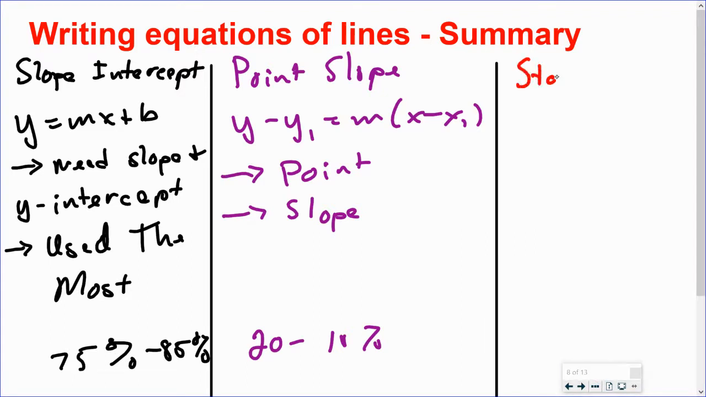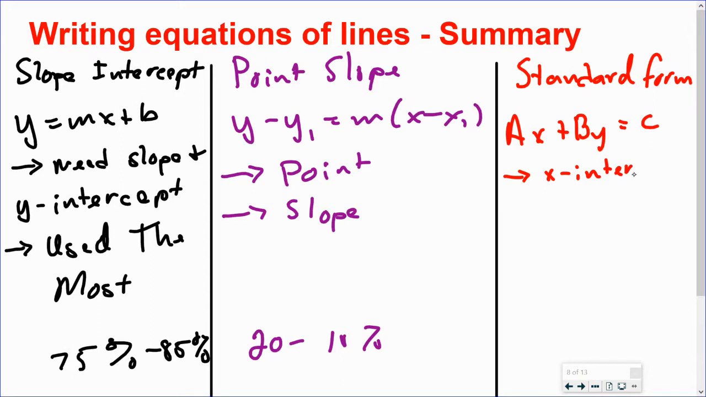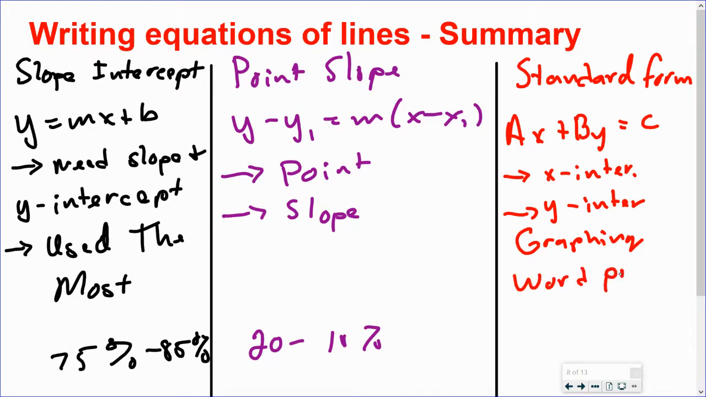is standard form. Ax plus by equals c. Now, great for x-intercepts and y-intercepts, especially when graphing. Other thing it's good for, word problems. I see a lot of problems that can be written in this form. It's usually used, I would say, 5% of the time.